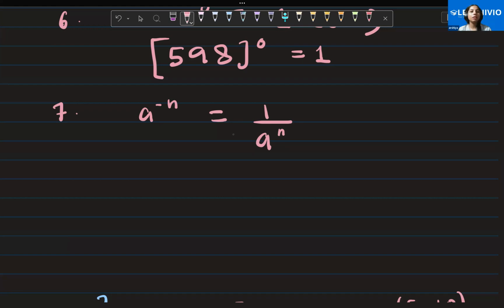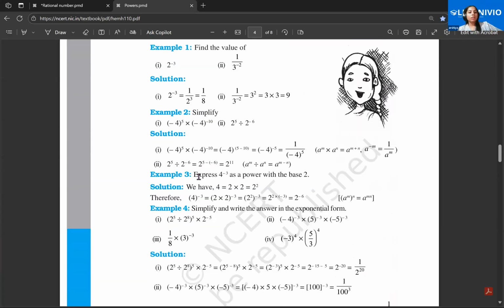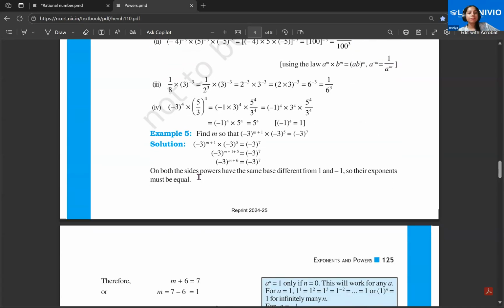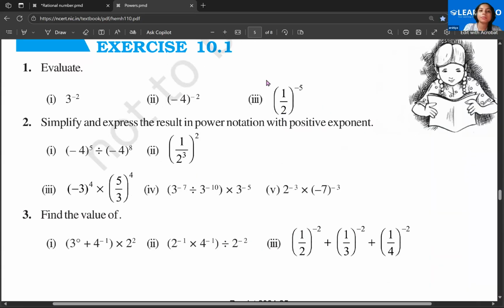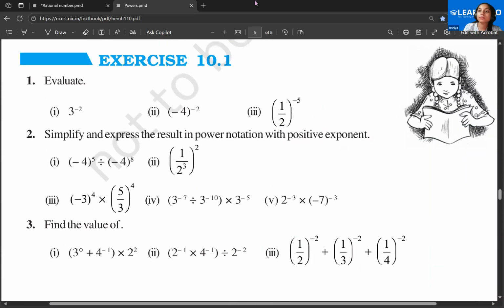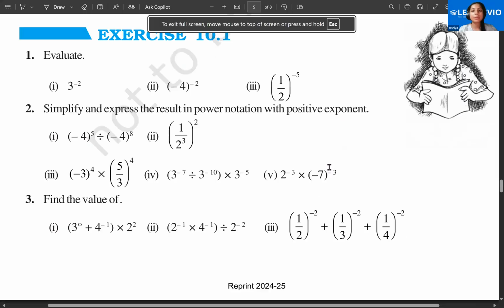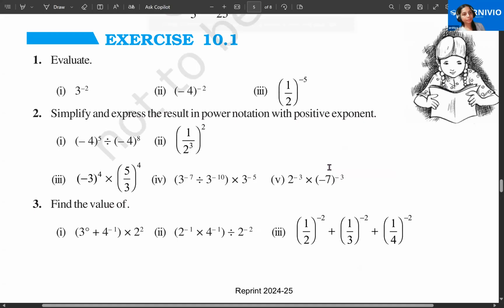So now let's solve the exercise. Let's start with the exercise. Can you see a different screen? Tell me once you can see a difference between them. Yes, ma'am, I can see. Okay. Can you try the first one? Yes, ma'am.